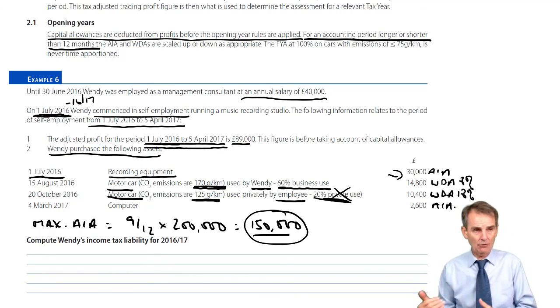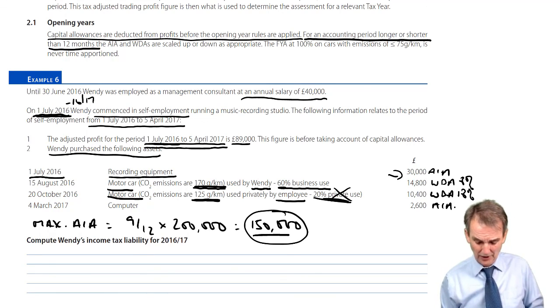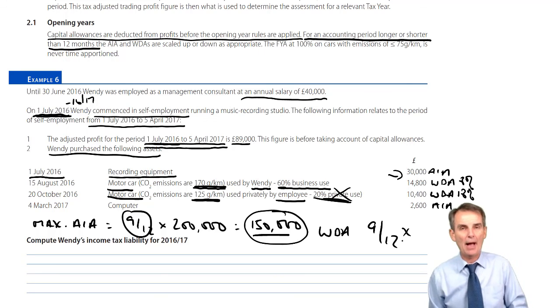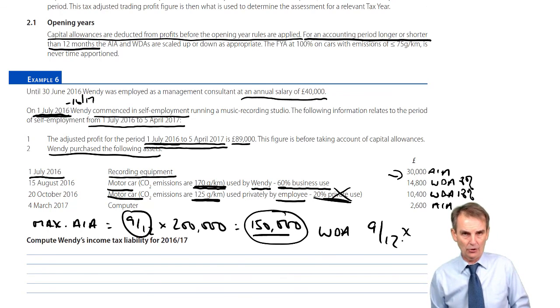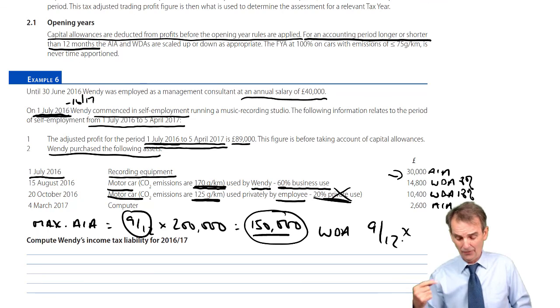Having got your figures then, calculate your WDA, and when you do your writing down allowance, what have you got to remember? What is the length of the period? It's 9 months. So again, the WDA will be 9/12 of the available 8% or 18%. We time apportion the allowances accordingly. Work out the WDAs only after working out what is 9/12 of 8%, 9/12 of 18%. Working out those WDAs on those two cars, only after you've done that would you then restrict the allowance, in the case of Wendy's car, to the business use proportion.